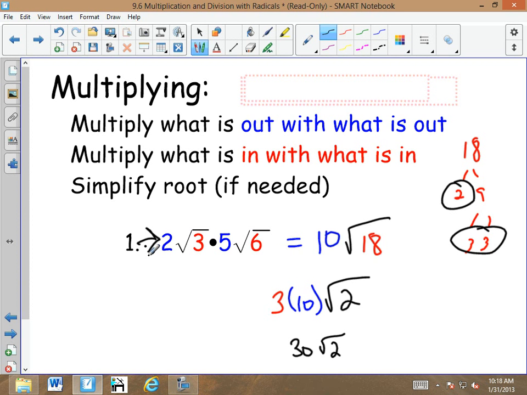So now you can check your answers. However, on the homework and on the test, you have to show the work that I just did. You can't just use a calculator. I'll get the 10.